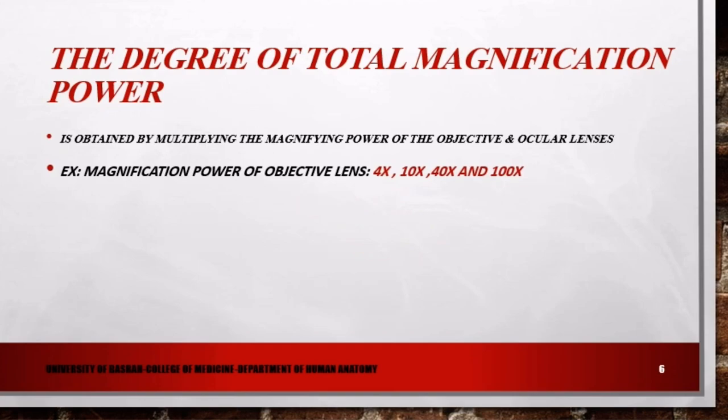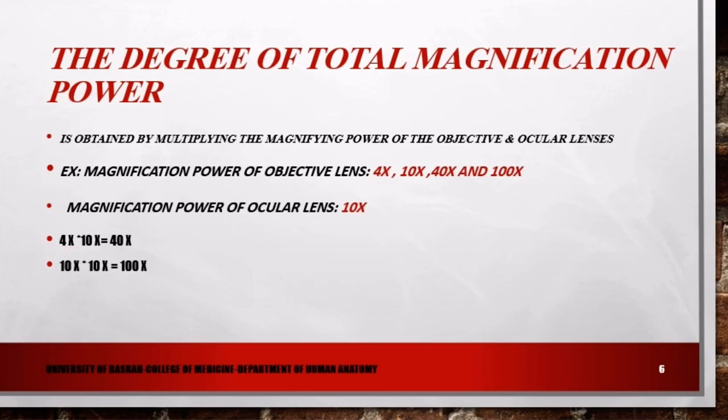Magnification power of the objective lens: 4x, 10x, 40x or 100x. And the magnification power of the ocular lens is 10x. For example, 4x by 10x equal to 40x. 10x by 10x equal to 100x.